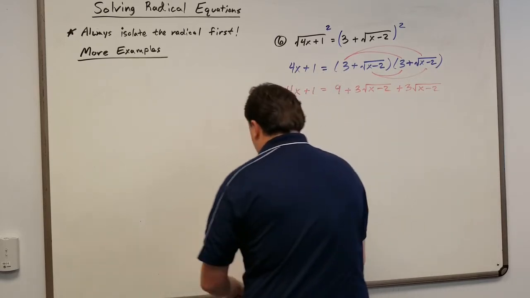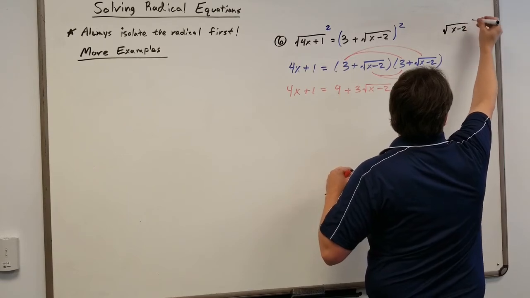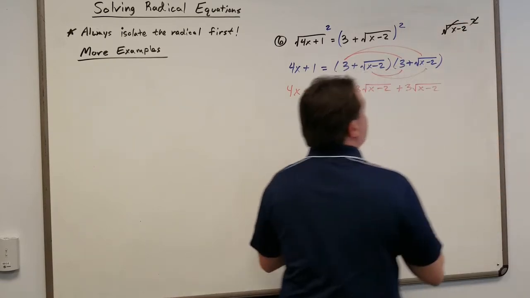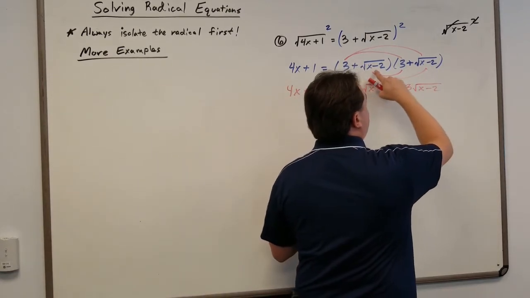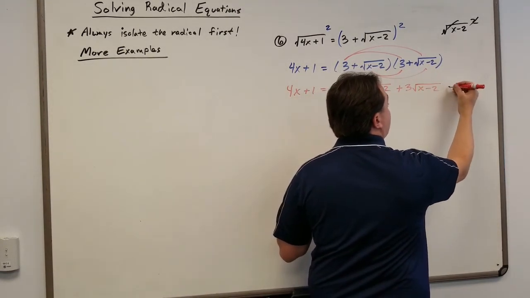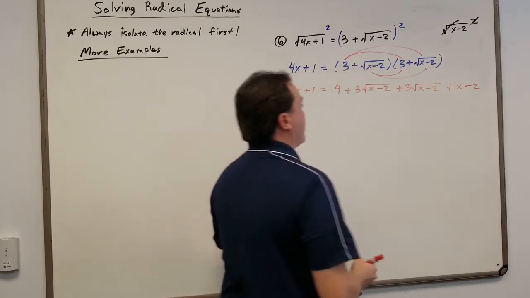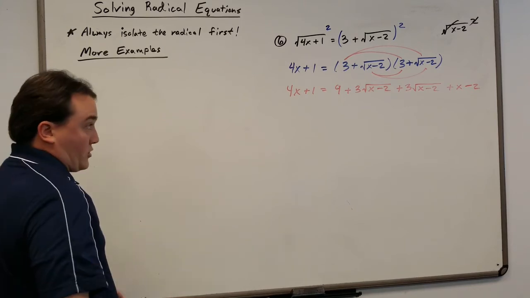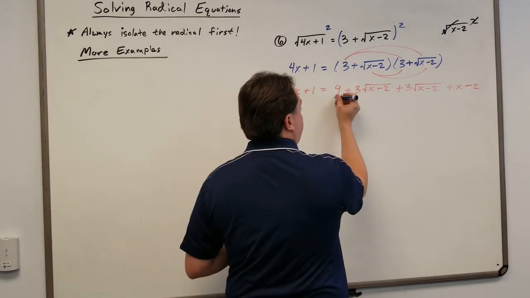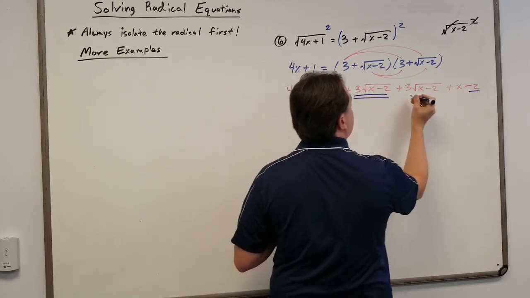Remember, when you square that, you just get the inside. Okay? So we just get square root of x minus 2 times square root of x minus 2 is just x minus 2. Okay? We can add like terms. We have the 9 and the negative 2. And then we have our middle terms.